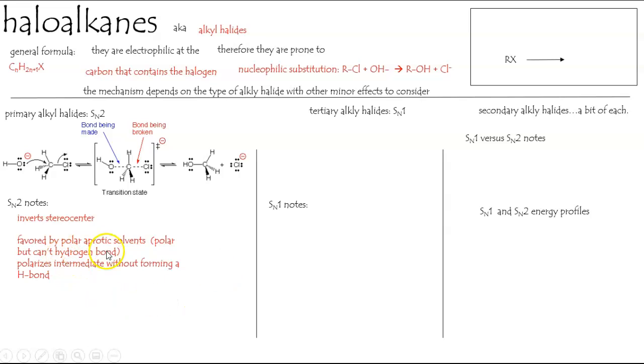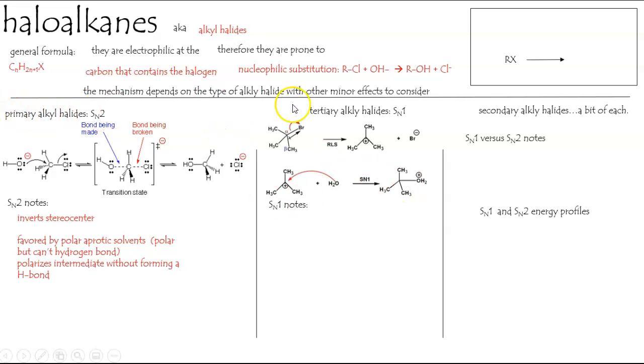You don't want to have something that could form a hydrogen bond that could slow things down, and you want to let this relatively uncharged intermediate just do its thing. So it can polarize the intermediate. That's nice, it helps break bonds, but you don't want it to form a powerful hydrogen bond. So polar aprotic solvents can make it go up to 1,000,000 times faster.